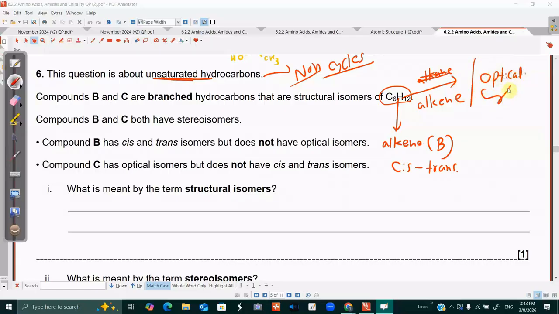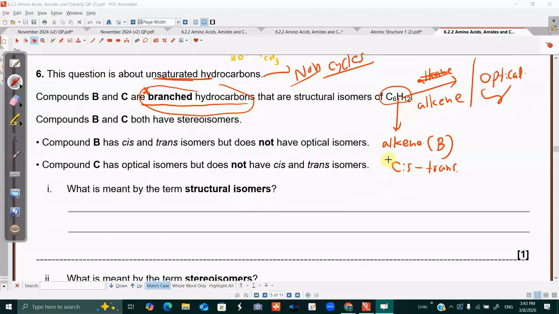Optical means it must contain a... I'm kind of unsure about the branch cyclic definition. No, don't worry. Forget about being branched. Now they are helping us to find the structure, that's all. Now you must be very careful. Forget about this branchness.